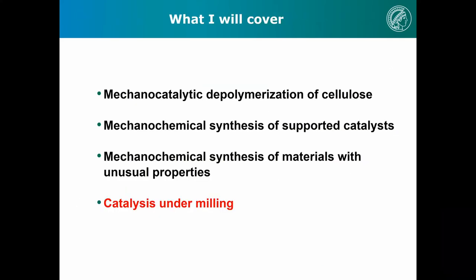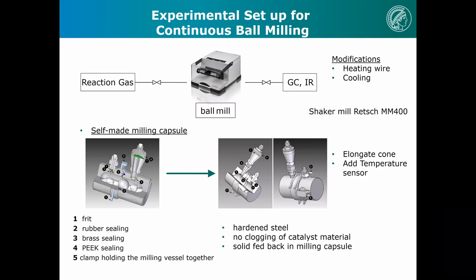Now to the last point, which for me is maybe still the most mysterious one: catalysis in the milling. For catalysis in the milling, you can of course do batch reactions, but I'm a heterogeneous catalysis person. Heterogeneous catalysis could combine two things under continuous conditions in a flow reactor. So we modified our milling system to act like a flow reactor. Reaction engineering wise, it is actually more like a continuous stirred tank reactor than a flow reactor, because it's extremely well mixed.